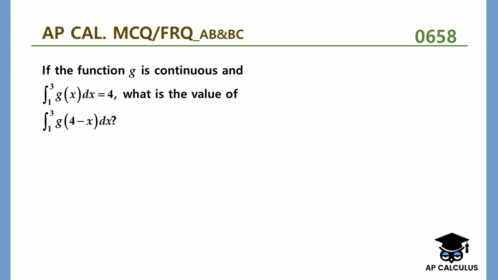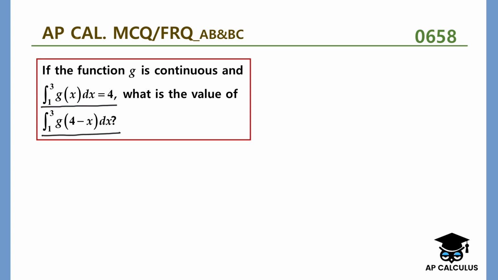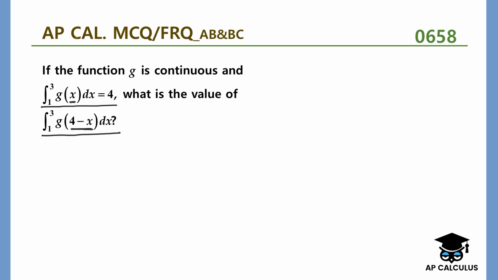Question 658. If the function g is continuous and this definite integral is equal to 4, then what is the value of this definite integral? Okay, here we have g of x, and down here we have g of 4 minus x, right? So we're going to let u is equal to 4 minus x. Then du over dx is equal to negative 1, right? So du is negative dx, right?